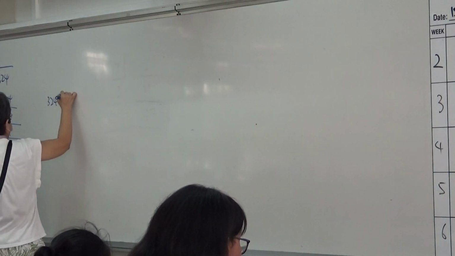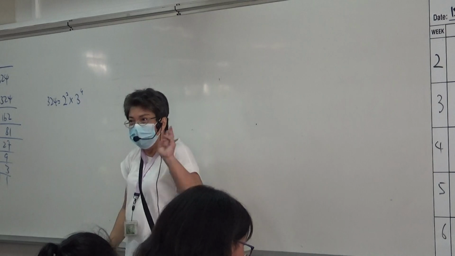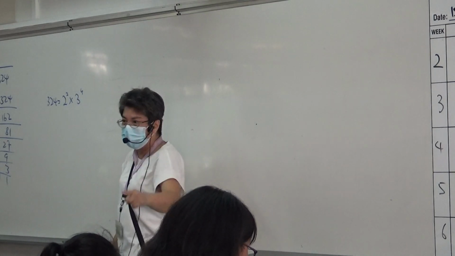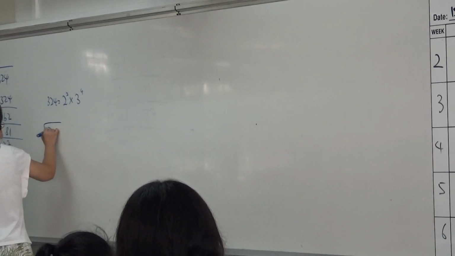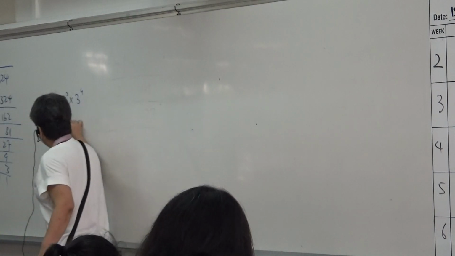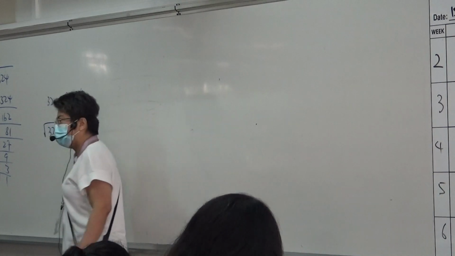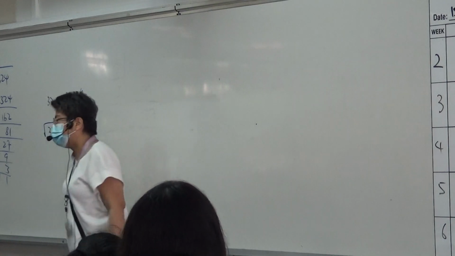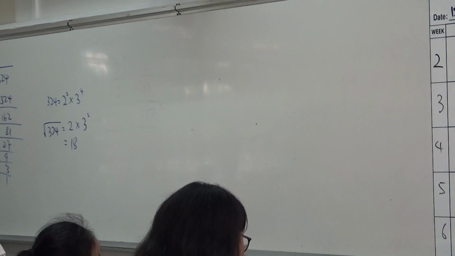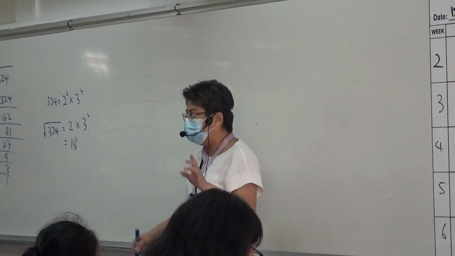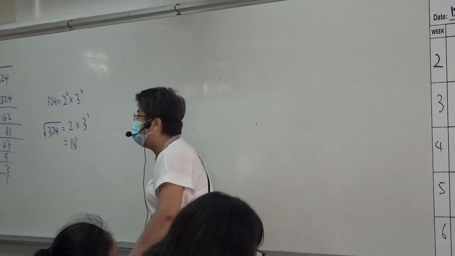324 is 2 squared times 3 to the power of 4, correct? Every 2 times I take out one. So, the square root of 324, 2 times you take out one. This one, 4 times, I'll take out 2. 3 to the power of 2, right? So, 2 times 9 will be 18. Now, how to check the answer? Take your calculator, 18 squared. Is it 324? If it's 324, we are correct. If it's not, then something is wrong.